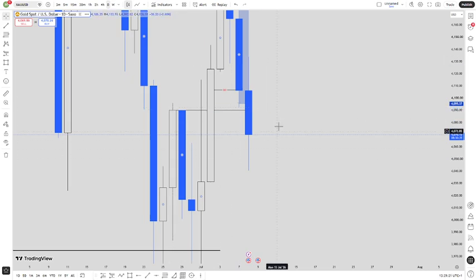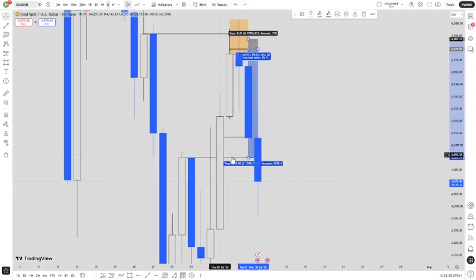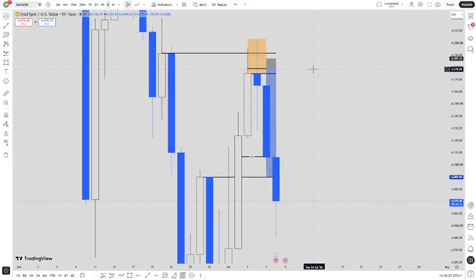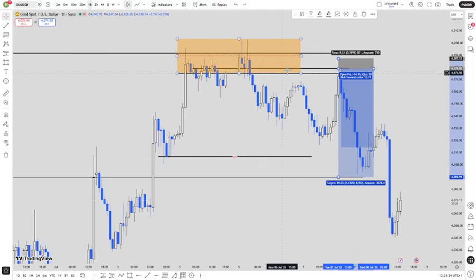This is a resistance turned support. So this zone here can be my full target. You can get it to this point, and you can see price got to that point and smashed complete TP. So if you go back to your 1 hour time frame, you waited for price.